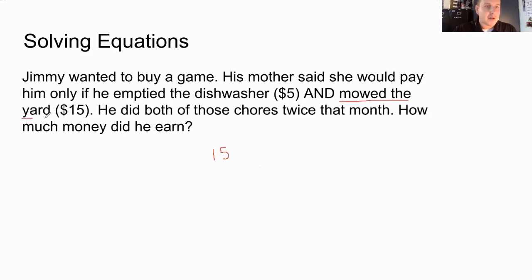It's good practice to underline things that are important for your equation. I also know that he's going to have $5 for emptying the dishwasher. That's not fun. I don't like emptying the dishwasher. I don't like loading it either, though. But we know that he didn't just do that once, but he did it twice. So I'm going to put parentheses around that because that's going to be my first step.